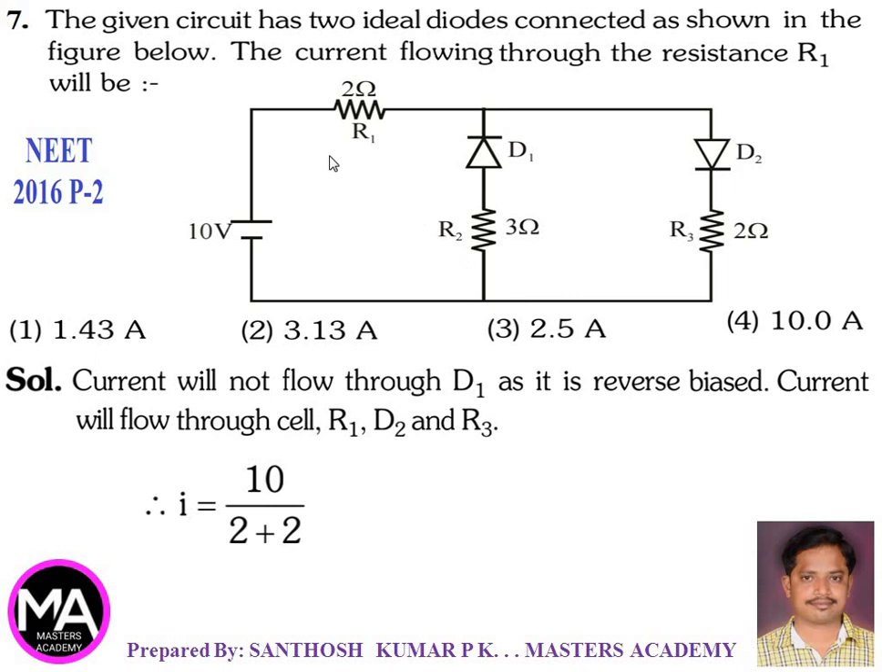R2. Therefore, current I is equal to, we know that E divided by R plus R. E, the EMF, is 10 volt, R1 is 2 and R3 is 2. So 10 divided by 2 plus 2 is 4. That is 10 by 4, which is 2.5 ampere, which is there in option 3rd one.